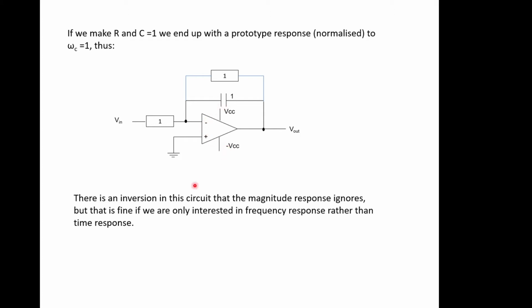So it just says here there's an inversion in this circuit that the magnitude response ignores, because this is an inverting amplifier configuration, so there's a minus sign at the output. If we only look at the magnitude, we get rid of that minus sign, so we have to remember that's gone. It's not normally a problem, but if we're only interested in frequency response or magnitude response, it's fine. But if we're more concerned about the time response, we have to remember there's a phase inversion between the input and the output, 180 degrees of phase. Normally not too much to worry about.